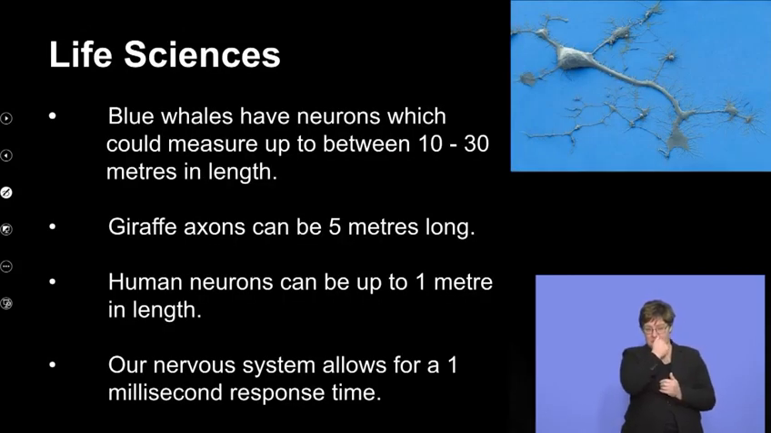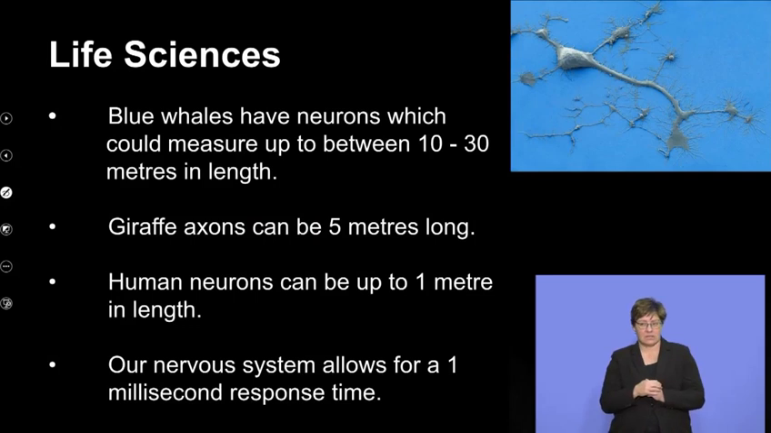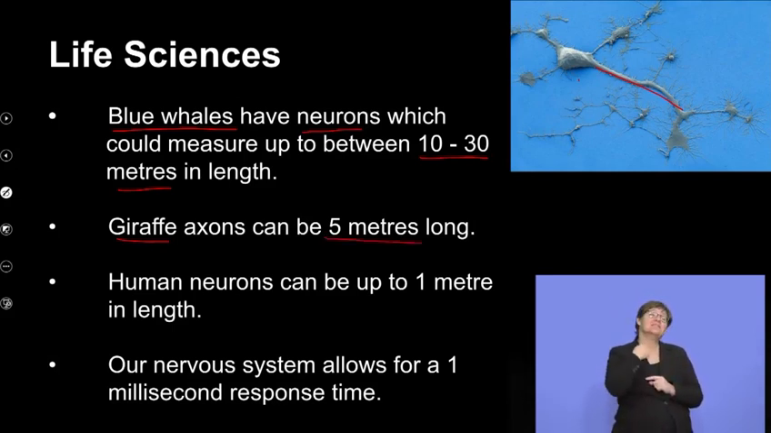Right, now just an interesting fact is that blue whales, remember that's a very big fish in the oceans, huge. They have neurons that can be between 10 and 30 meters in length. That is immensely long. And this is a microscopic cell, so the axon will be 10 to 30 meters in length. That is amazing if you think about it. A giraffe, those animals with the long necks, those necks are 5 meters long. So the axons in those necks must be 5 meters long.